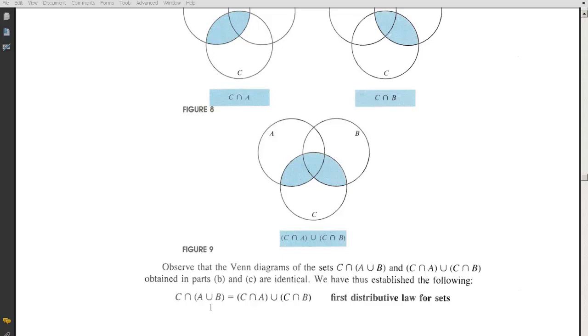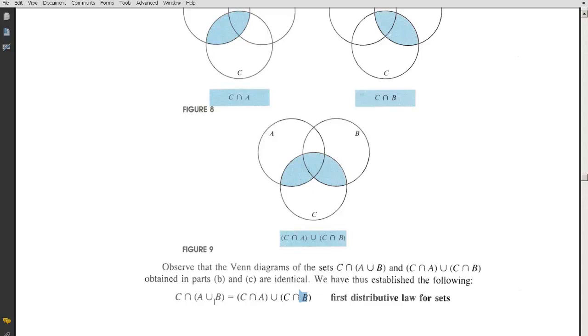And this is kind of similar to something we do in regular algebra, where we say C times A plus B equals what? C times A plus C times B. So if you change this symbol to multiplication and this symbol to addition, you get a familiar algebraic expression. That's algebra when you're using numbers, but these are not numbers, these are sets, so we can talk about this as a kind of algebra with sets.